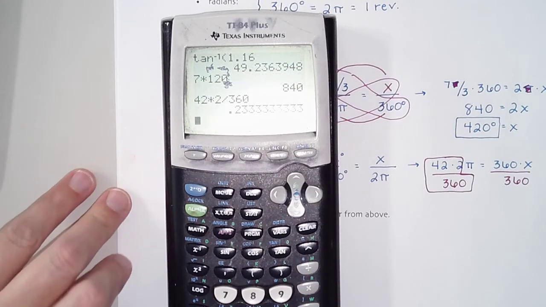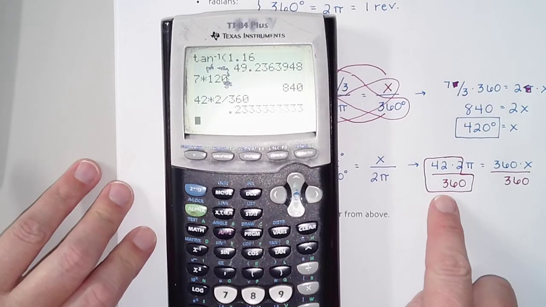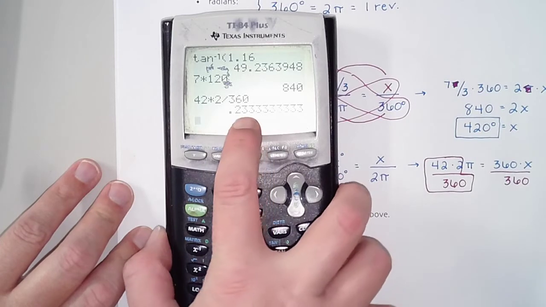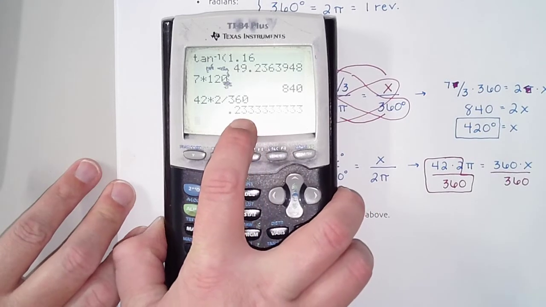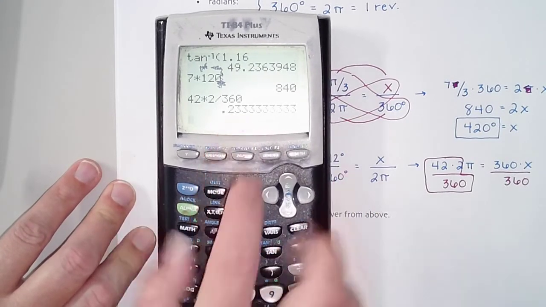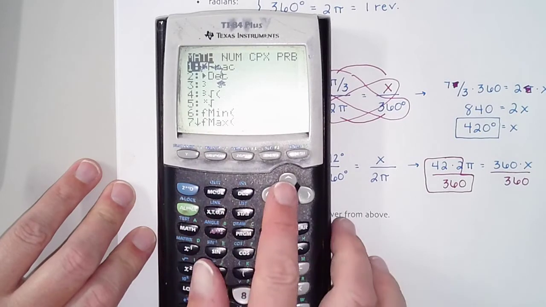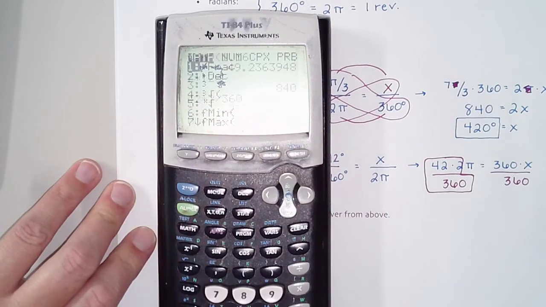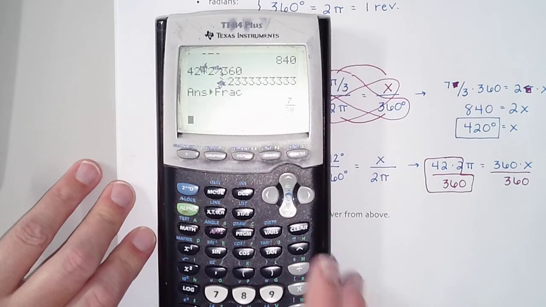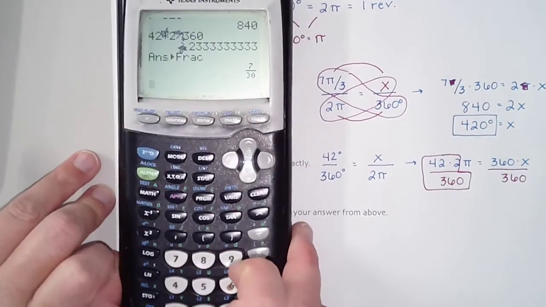Now, I don't want to put an ugly decimal here. What I really want is that as a fraction, because you know with radians we usually write our answers as fractions. So I'm going to hit math and choose that first option for fraction and then hit enter. And I find out that that's 7 over 30.